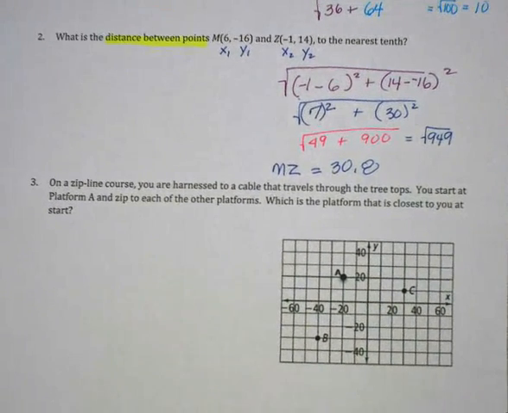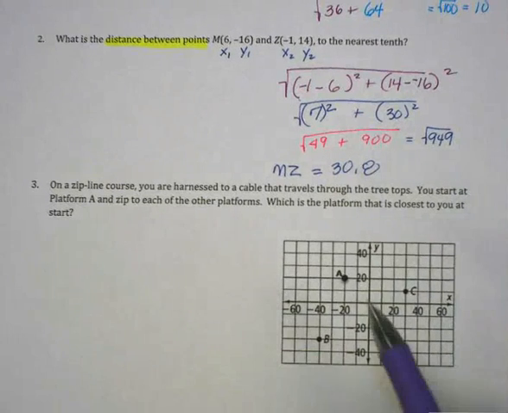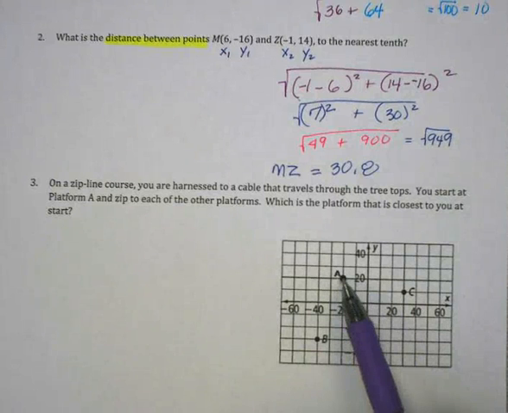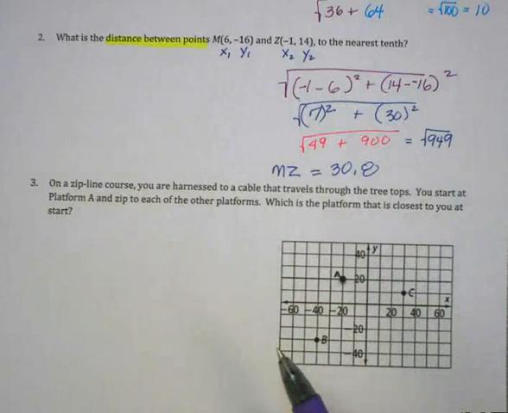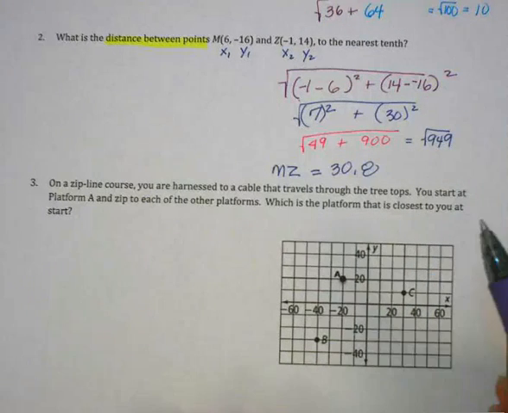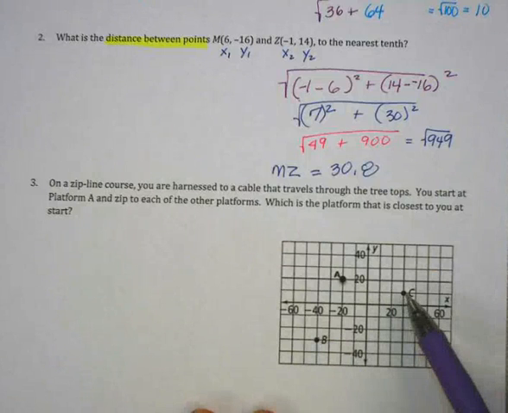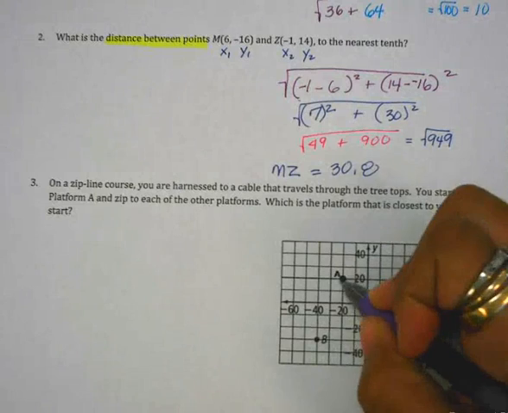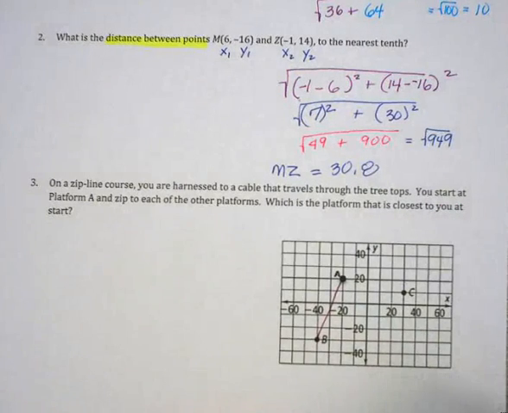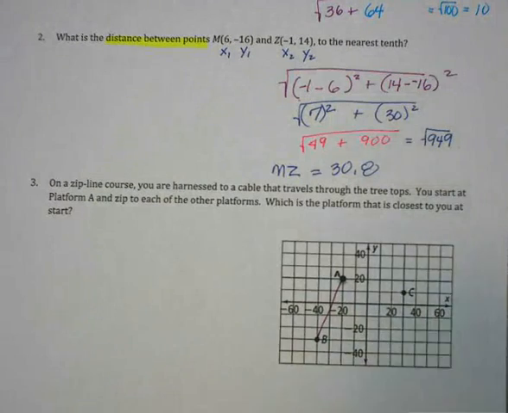Okay. On a zipline course, you are harnessed to a cable that travels through the treetops. You start at platform A, and you see on this diagram, they've given you a point A, and zip to each of the other platforms. Zip, zip, zip. Which is the platform that is closest to you at start? So you see we have platform B and platform C. So we need to know, is it shorter from A to B or from A to C?